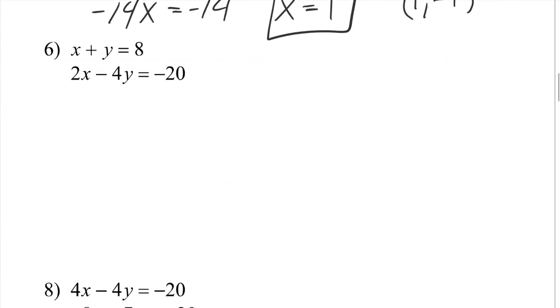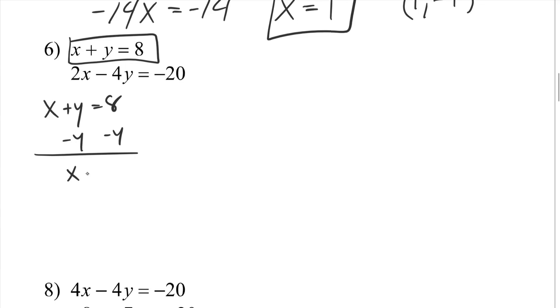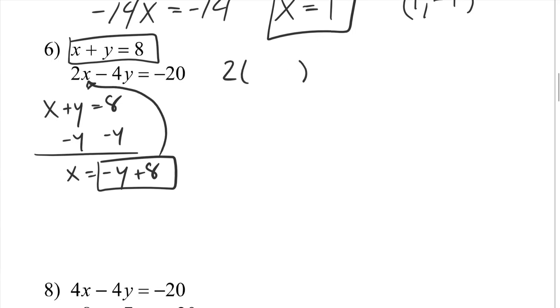Problem 6, similar problem, but if we look at the top equation, we can solve that for x. So if we solved it for x, we need to say x plus y equals 8. If we subtracted y from both sides, we get x equals negative y plus 8. So that's our value of x, and I'm going to substitute it in for x in the other equation. So we're going to say 2x minus 4y equals negative 20, and we're substituting in negative y plus 8.